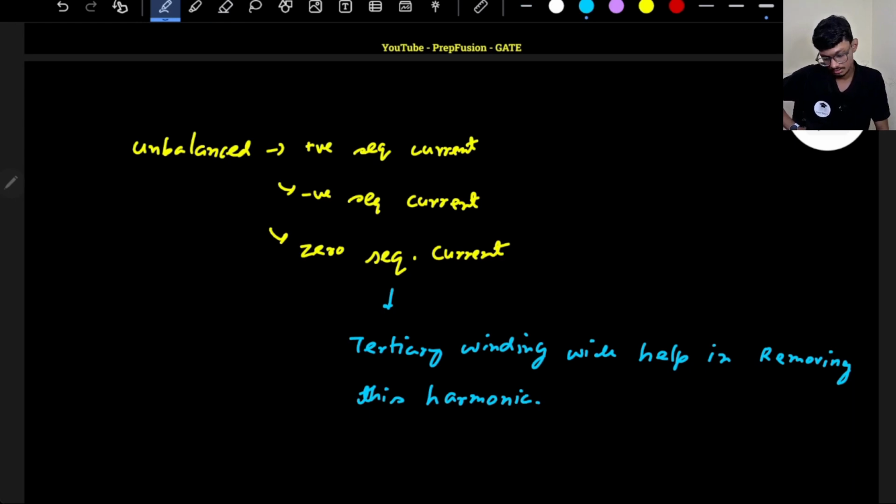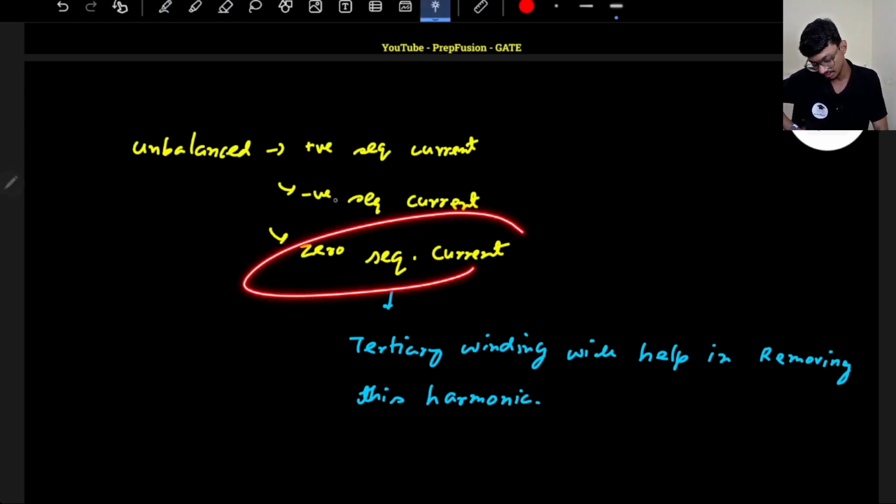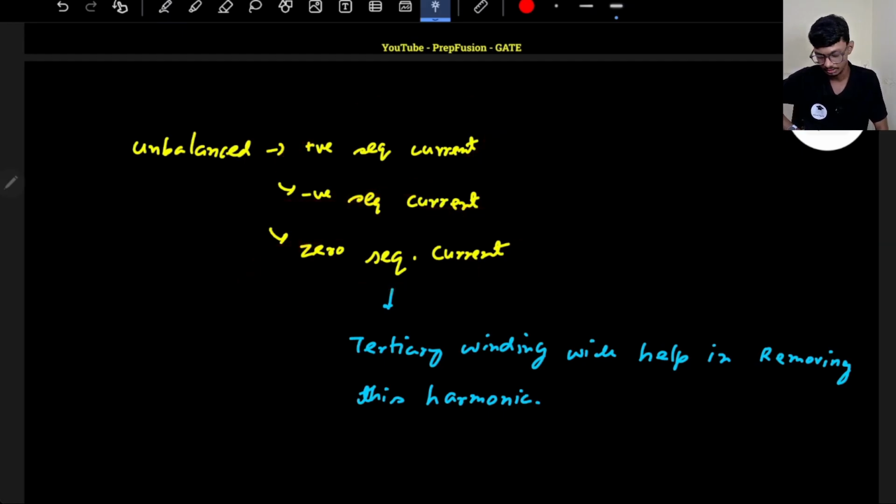Okay, the tertiary winding will balance the MMF and it will remove this zero sequence current. Other currents will be there. Okay, those we will discuss about other things, but zero sequence will be totally removed by the tertiary winding. So that's why we use this tertiary winding to help us remove these components.